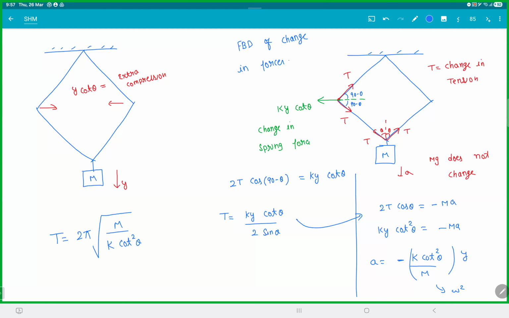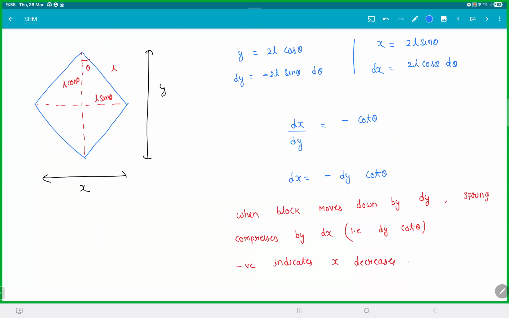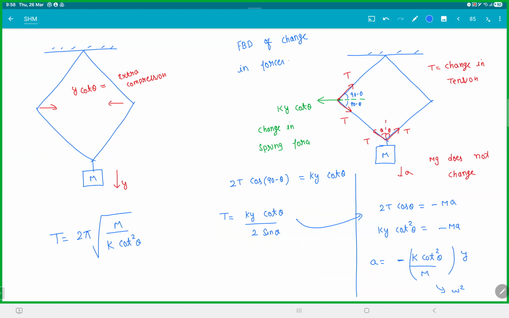So the most important thing is this. If you pull the block down by dy, what will be the compression in the spring? dx. Clear with that? This comes from pure maths, okay? We did nothing new here. And then we just do an FBD. Since the rods are massless, the net force on this junction should be 0. From there, you'll get the tension value. Then you'll take the net tension force on the block, that must be equal to ma, and you're done.